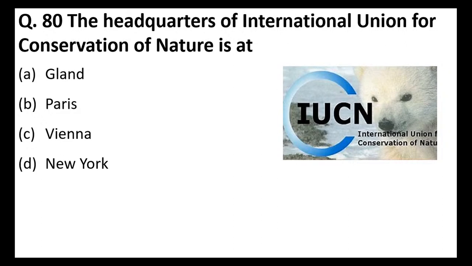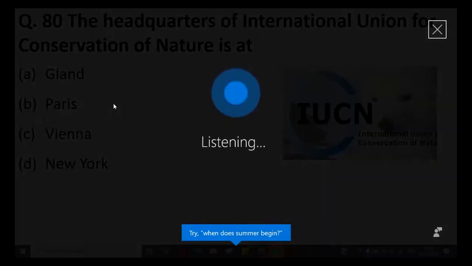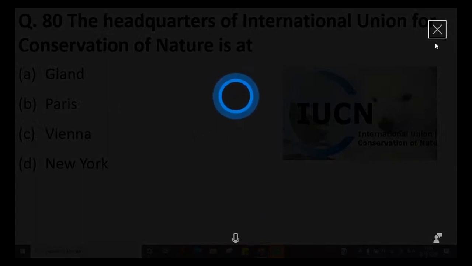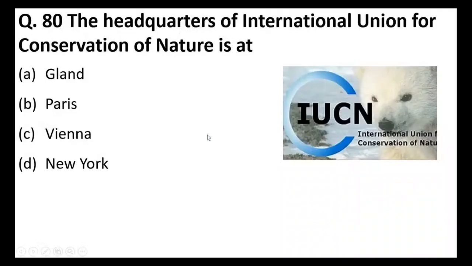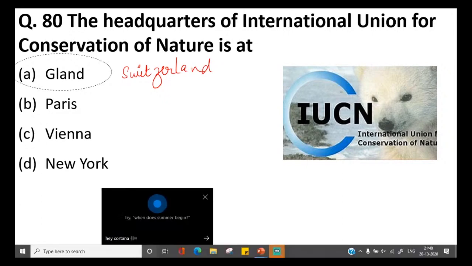Headquarters of International Union for Conservation of Nature is at Gland, Paris, Vienna, or New York. So IUCN is option A, Gland. So this is in Switzerland. Headquarters. Okay, not New York.